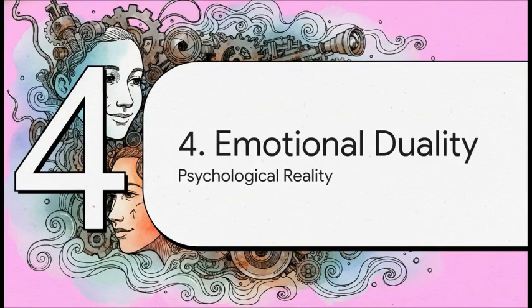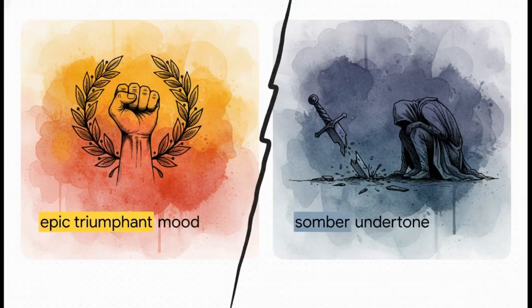Section 4. The emotional duality. Psychological reality. Now, what's really interesting about this slide is the massive paradox the author drops on us right at the finish line. On side 1, we have an epic triumphant mood. I mean, of course we do. We've got the golden eagle, the strong wind, the glowing sunlight, the heroic upward camera sweep. It is literally the textbook definition of glory.